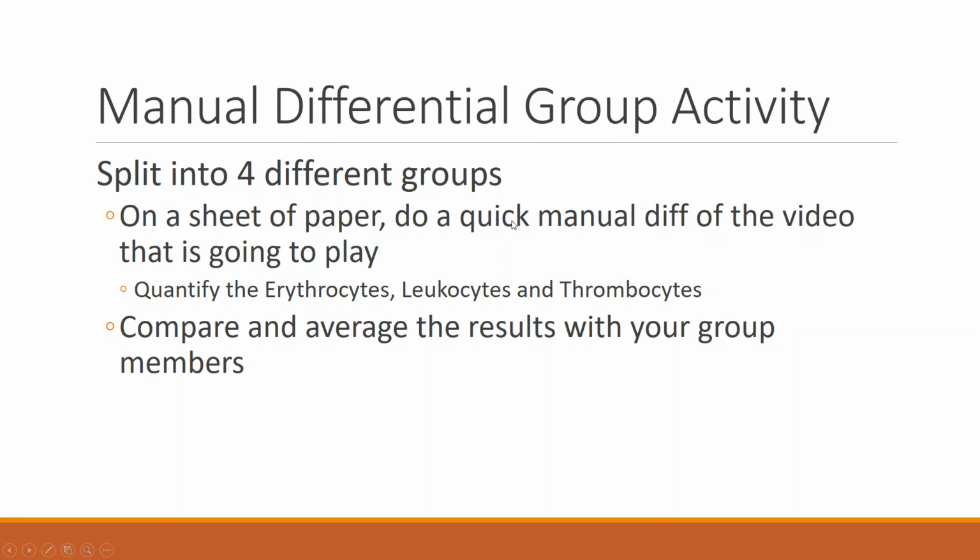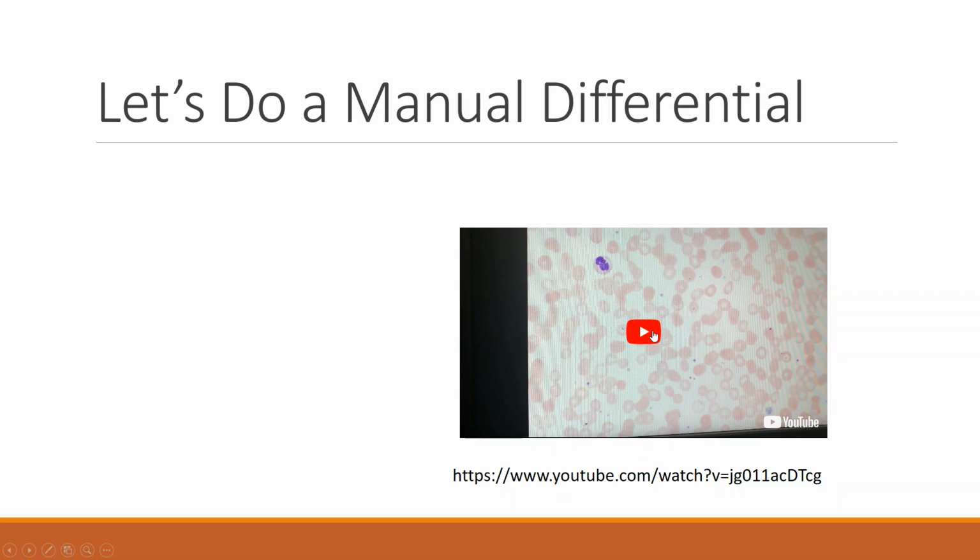So we're going to do a group activity now that we've seen a peripheral blood smear, to see if you guys can differentiate the different things that we can see from a manual diff. So I want everybody to split into 4 different groups, and on a sheet of paper we're going to review the next video, and I want you to quantify any things that you see with erythrocytes, I want you to differentiate between the leukocytes, and I want you also to quantify how many thrombocytes you have. And I want you to compare and average the results with your group members. You guys ready? Everybody in their groups? All right, let's go.